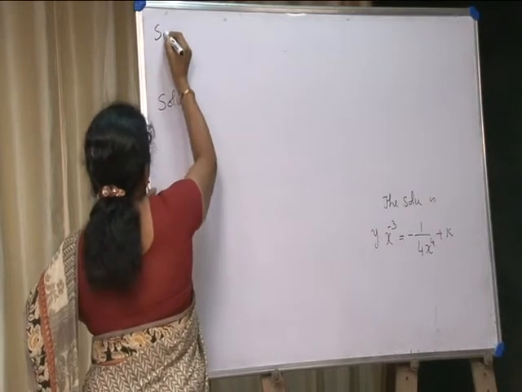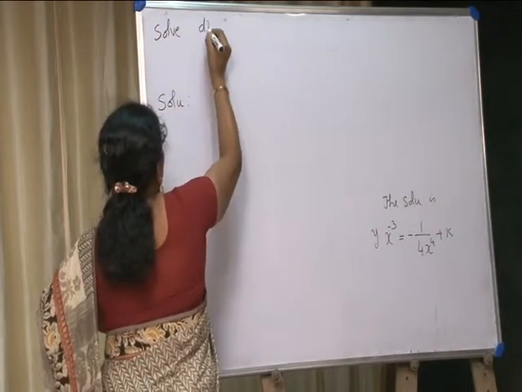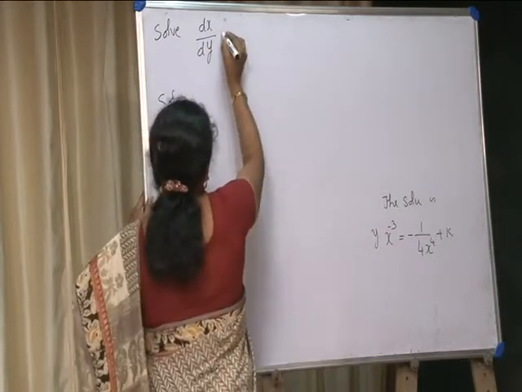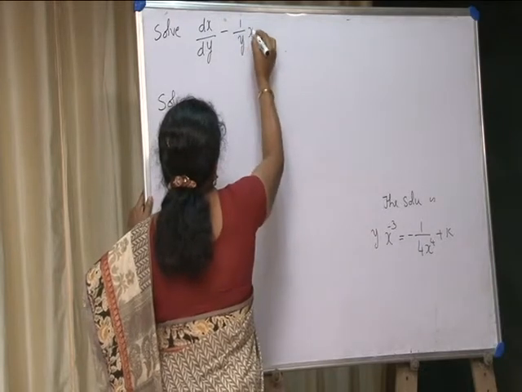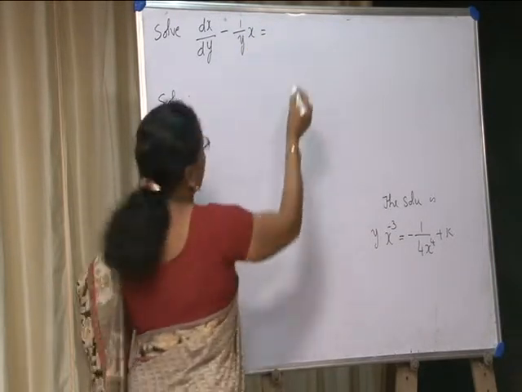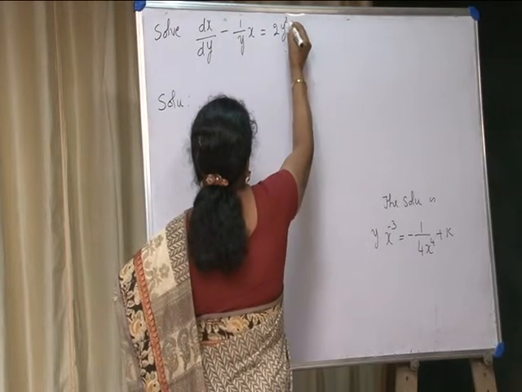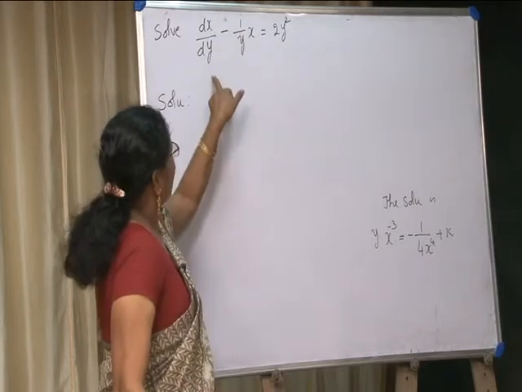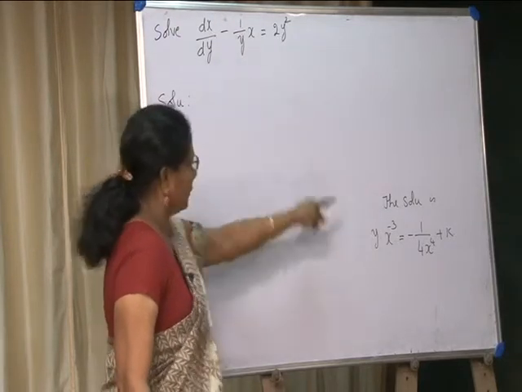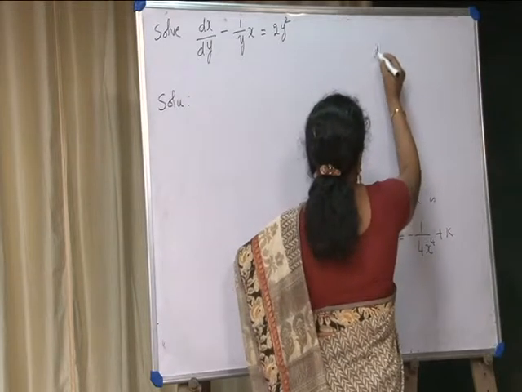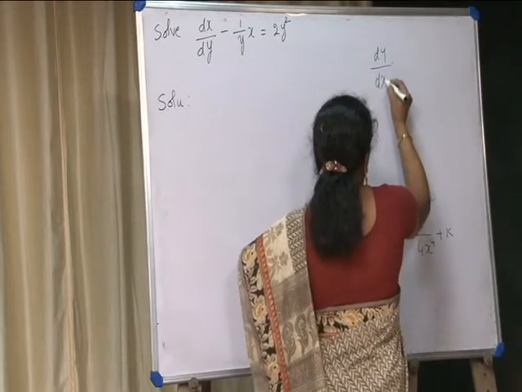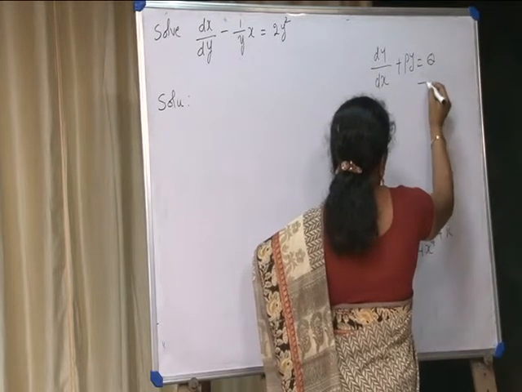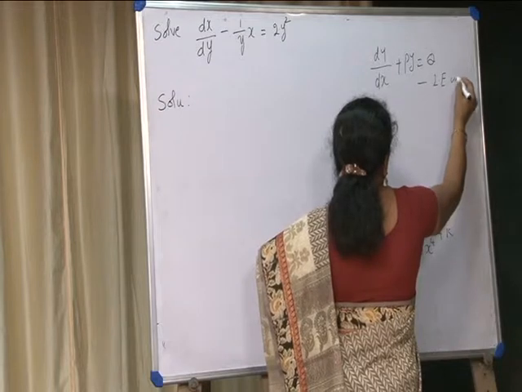Solve dx by dy minus 1 over y is equal to 2y squared. I have mixed two problems, that's why I have got it like that. See here, dx by dy. So the problem is, in the place of dy by dx, dy by dx plus py is equal to q. It is a linear equation in y.